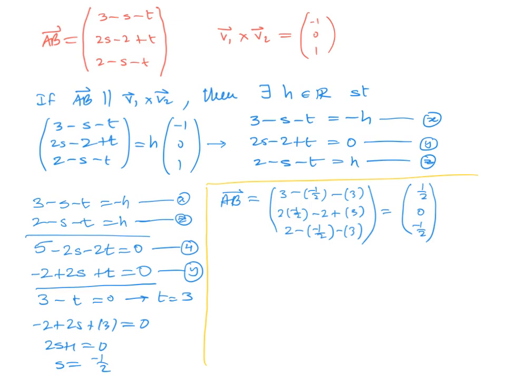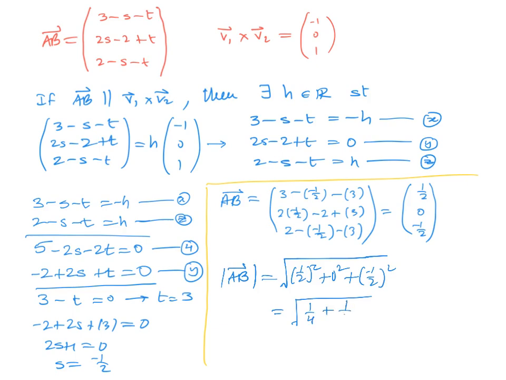So if I do the magnitude of this vector, I've got my answer. So the magnitude of AB vector is going to be square root of 1/2 squared plus 0 squared plus negative 1/2 squared, which ends up being the square root of 1/4 plus 1/4, which of course is the square root of 2/4, which I will then simplify as the square root of 2 over 2. So the distance between these two lines now is the square root of 2 over 2. And that's the end of the lesson.